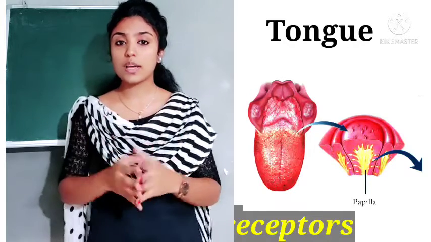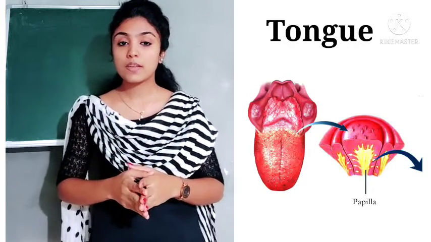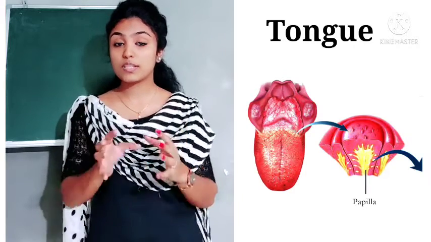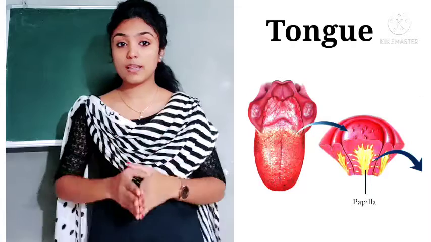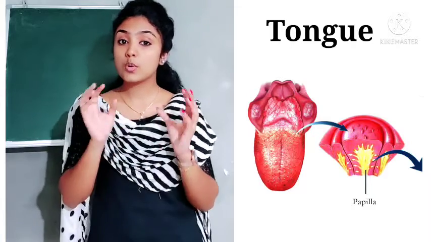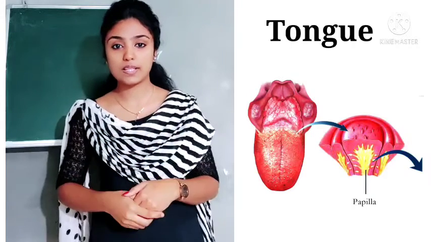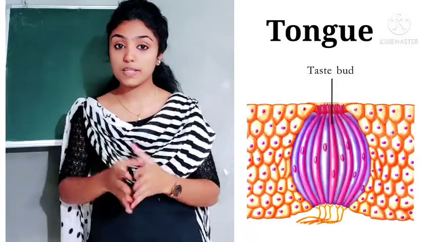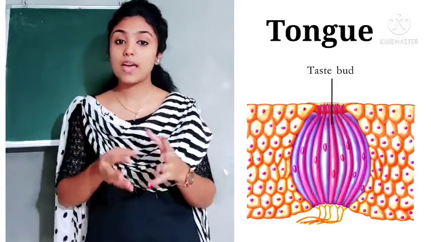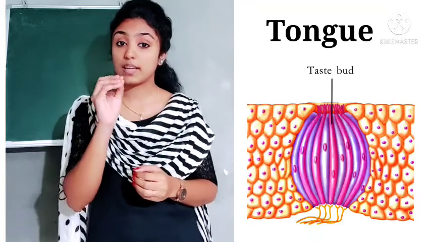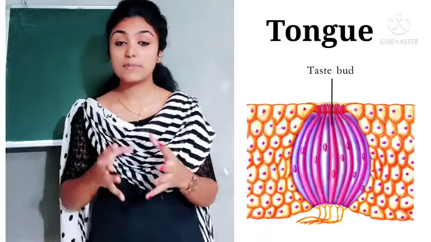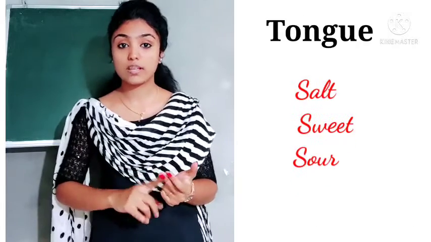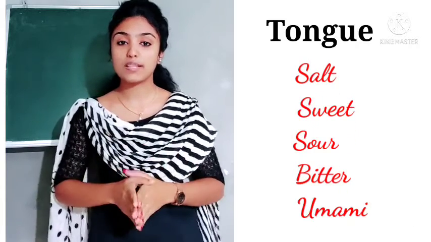So where is the location of these chemoreceptors? You can see a projected part in this diagram. This projected part is termed papillae. On this papillae, numerous taste buds are present. Here you can see this is a taste bud. Chemoreceptors are present inside the taste buds, which help in detecting a diversity of tastes including salt, sweet, sour, bitter, umami, etc.